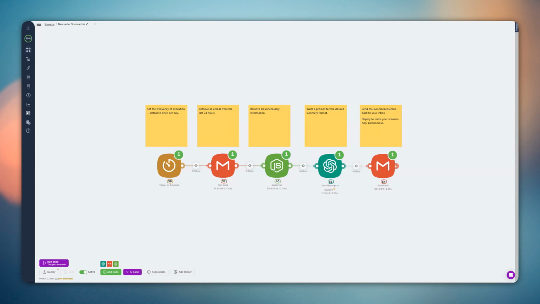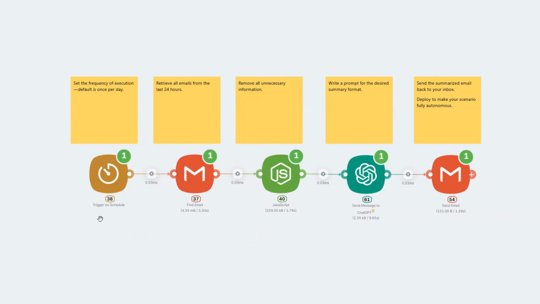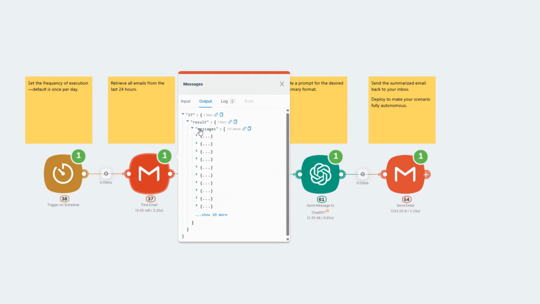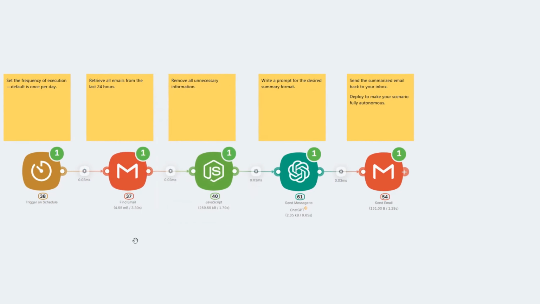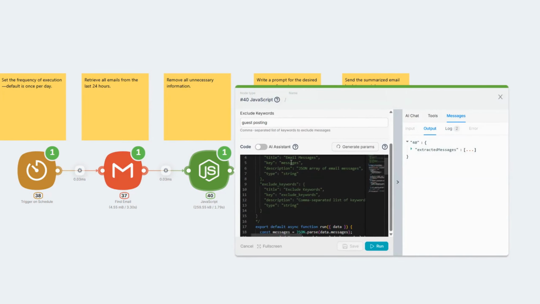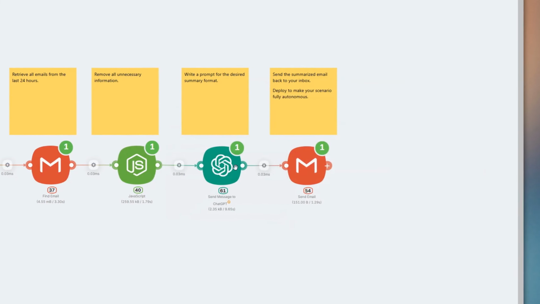Let's go back to the scenario. The trigger activates at the specified time, in this case, once per day. The Gmail module retrieves all emails received in the last 24 hours. JavaScript processes the content by removing unnecessary details, keeping only key information.